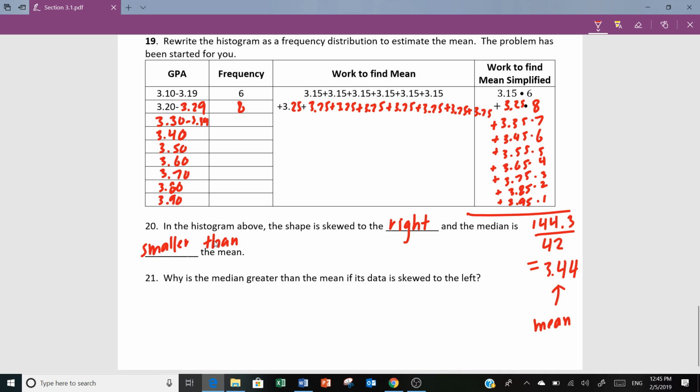The last question asks us, why is the median greater than the mean if the data is skewed to the left? Well, then it's basically backwards. Everything's backwards, but there's another reason. So I'm going to assign that as homework. We want to fill in the last question. So just remember that when you're skewed to the right, the median's always going to be smaller than the mean, and when it's skewed to the left, the median's always going to be larger than the mean.